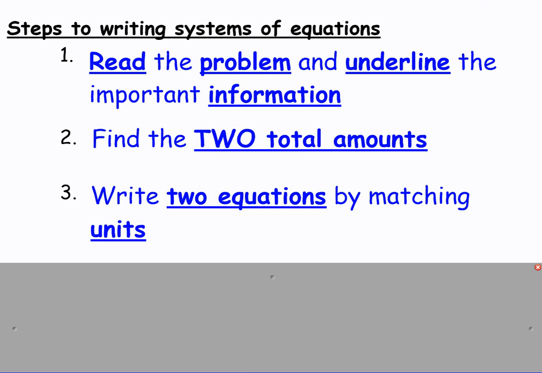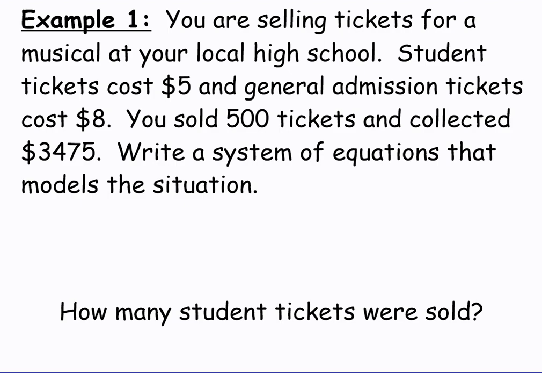So the very first thing we want to do is read through example 1. You are selling tickets for a musical at your local high school. Student tickets cost $5 and general admission tickets cost $8. You sold 500 tickets and collected $3,475. Write a system of equations that models the situation.